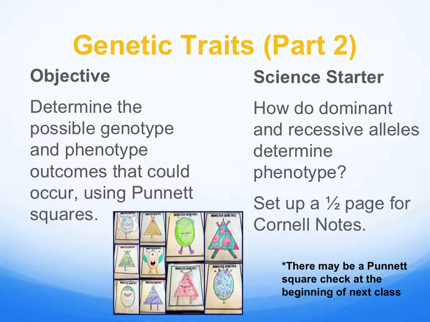What you need to do right now is write down your objective on page 33, okay? And then we'll do the science starter, and if you could please set up a half-page Cornell notes, that would be wonderful. You may or may not have a Punnett square check at the beginning of next class. I have not decided yet if we're going to do that.